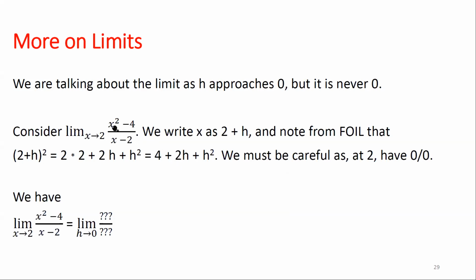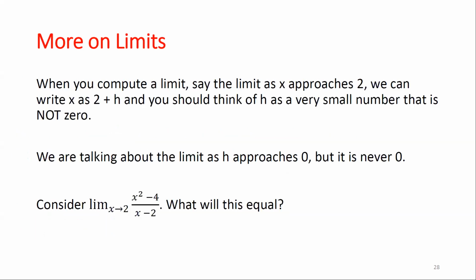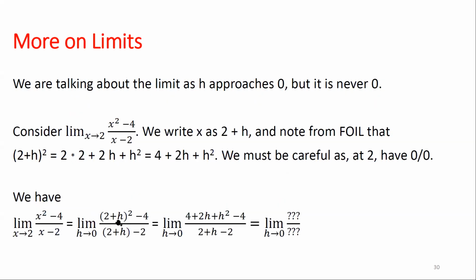When we have x squared minus 4, what do we get when we put in x equals 2 plus h? X squared minus 4, if x equals 2 plus h. So that'd be 4 plus 2h plus h squared minus 4. Wait, I went the wrong way. So we just put in 2 plus h for x, right? And the bottom we put in 2 plus h. Now we use FOIL to expand the top.